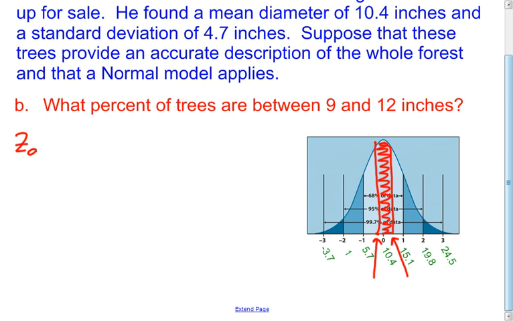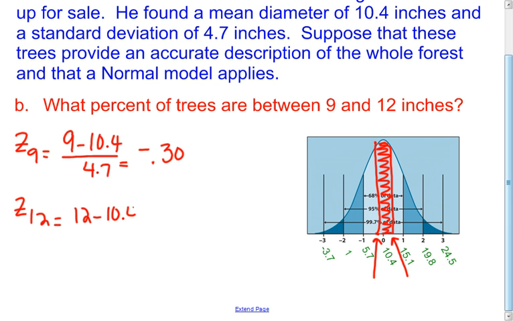So I'm first of all going to get a z-score for 9 inches. I would do 9 minus the mean, divide by the standard deviation, and I get negative 0.30. So that means it's 0.3 standard deviations below the mean, which of course it is because it's to the left of the mean. And then I will do the z-score for 12 inches by doing 12 minus the mean, divided by the standard deviation, which is 0.34, which means it's 0.34 standard deviations above the mean.